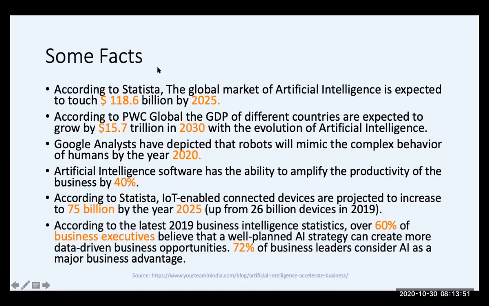All right. So there are some facts which show more emphasis on the importance of AI. Everybody's aware of that, but I just wanted to put this slide. According to Statista, the global market of AI is expected to touch $118.6 billion by 2025. And all of this shows that the importance of AI is going to increase in the coming years.